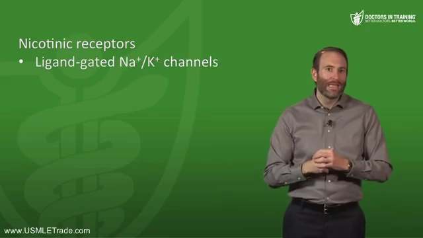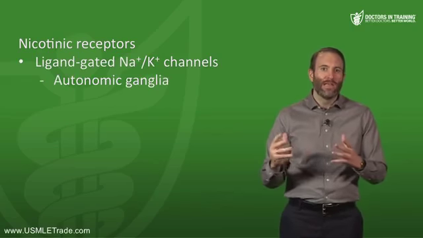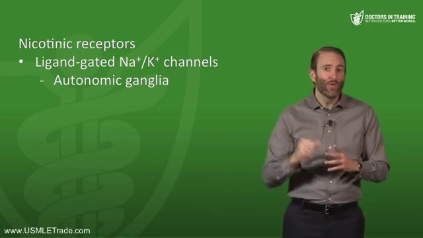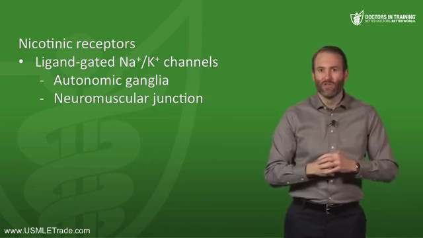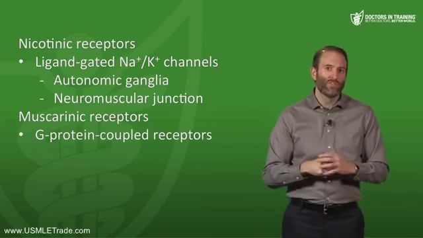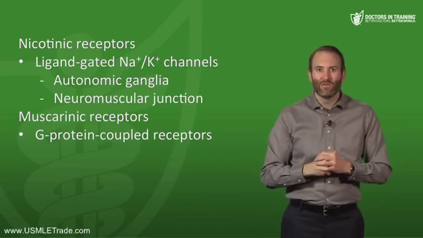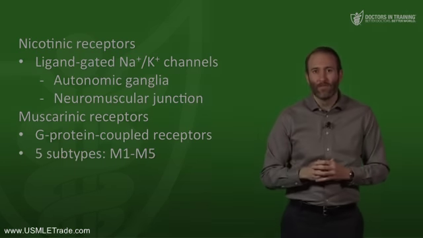So now I want to briefly go over the difference between a nicotinic and a muscarinic receptor. These are the receptors that we'll see on the effector organs. Now, nicotinic receptors are ligand-gated sodium-potassium channels. Remember that we find these on our ganglia in the autonomic nervous system, but also be aware that the somatic nervous system uses nicotinic receptors at the neuromuscular junction as well. Now, muscarinic receptors are G-protein coupled receptors. They act through second messengers. Now, there are 5 subtypes, and they're named M1 through M5.